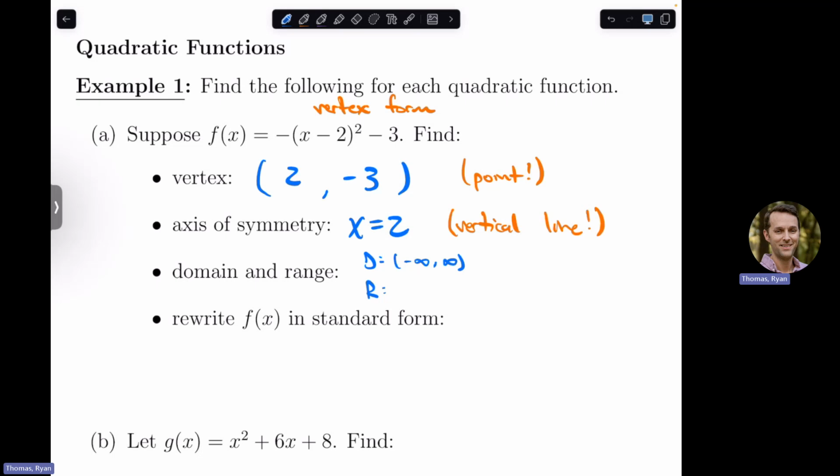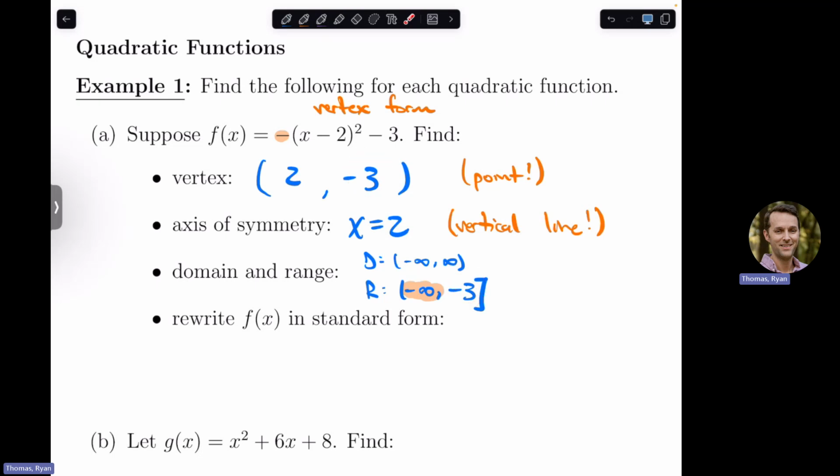So this particular function's graph is a parabola that looks like this. Since it's opening down, what's the range? Negative infinity to negative 3. We got this part from this, that it's opening downward rather than up. And then the boundary, the cutoff of the thing, is at negative 3 because that's where the vertex is.